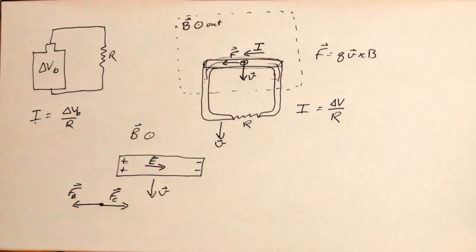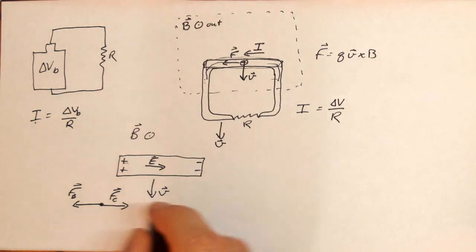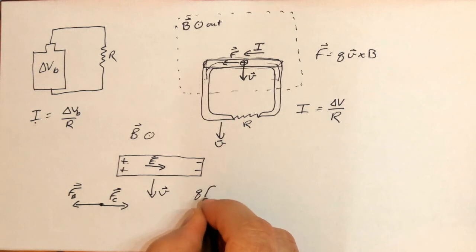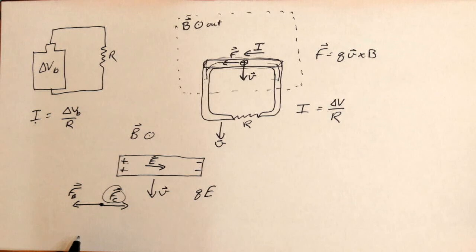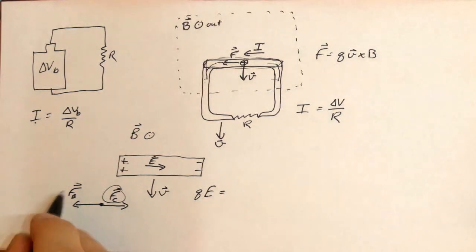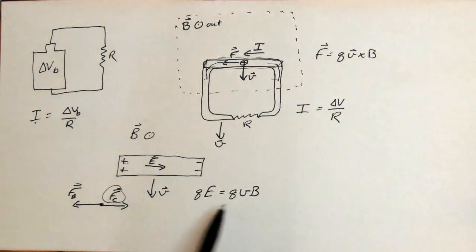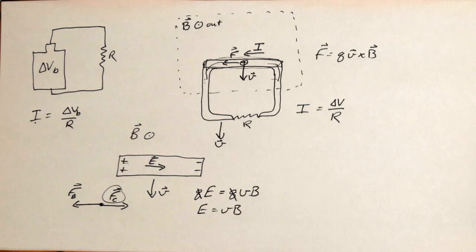With that being the case, we can say that QE, which is the Coulomb force, must equal the magnetic force, which is QVB. Since they're perpendicular, the QV cross B just becomes QVB. Oops, I forgot the vector sign there. It doesn't matter what kind of charges I have, I'm going to get the same effect. And we have E equals VB. So the electric field is proportional to the magnetic field and the velocity at which it's traveling.